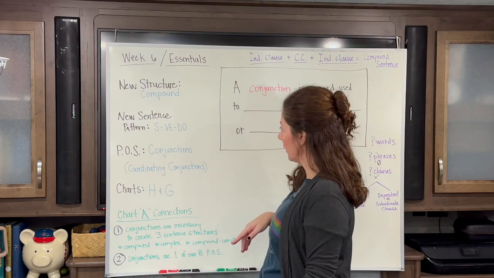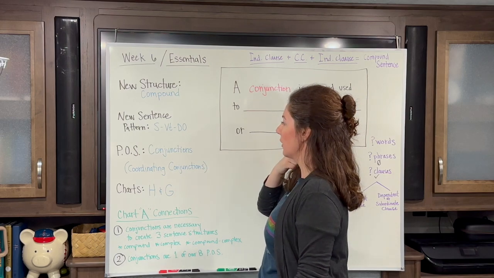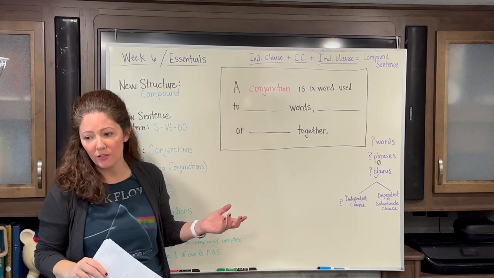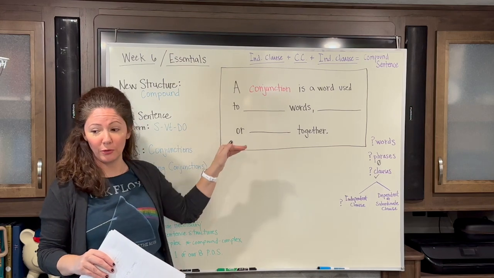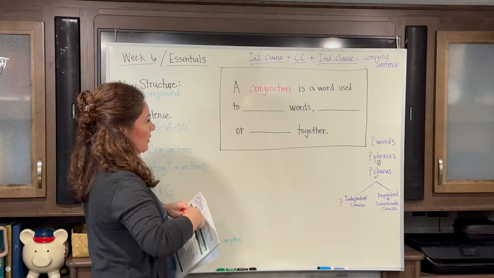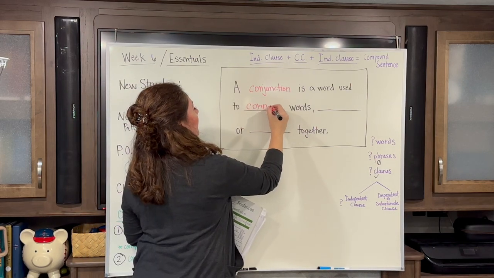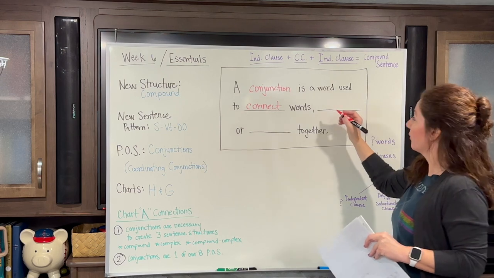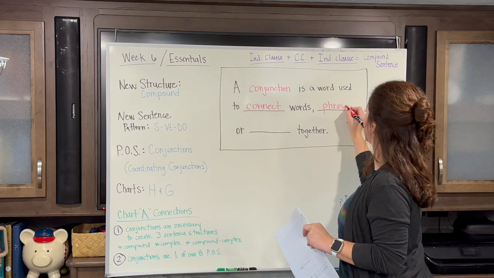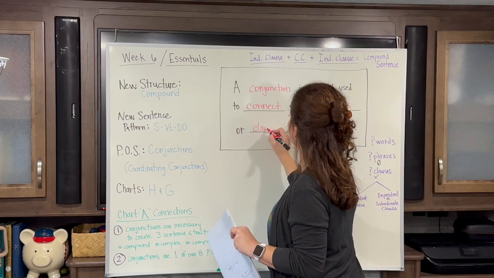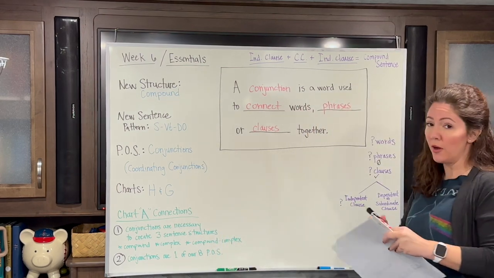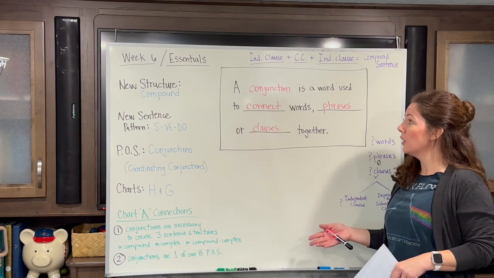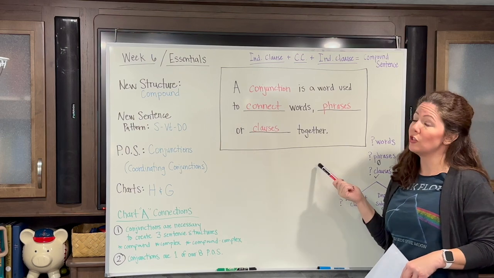Let's jump right in to our conjunctions. We'll look at our definition of a conjunction. We'll fill it in first. A conjunction is a word used to connect words, phrases, or clauses together. Okay. So we do have a song for that, and the little tune kind of helps us remember. A conjunction is a word used to connect words, phrases, or clauses together.